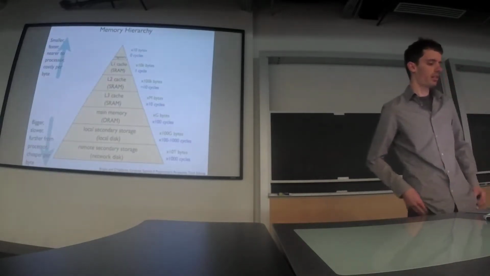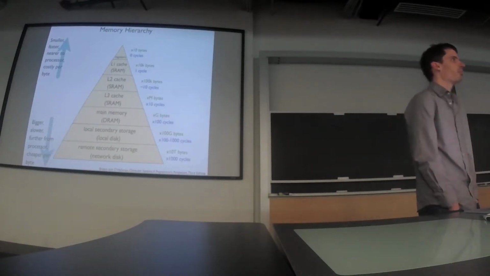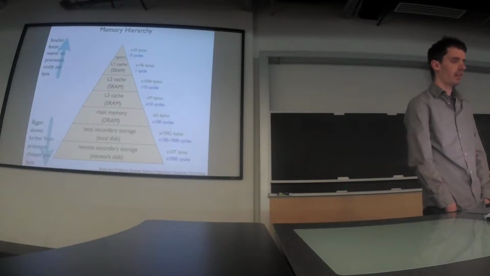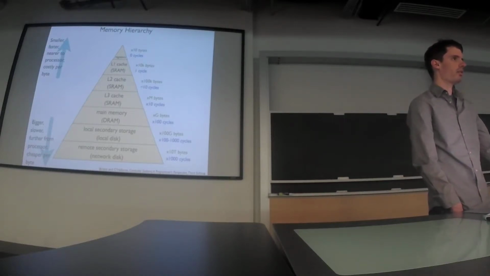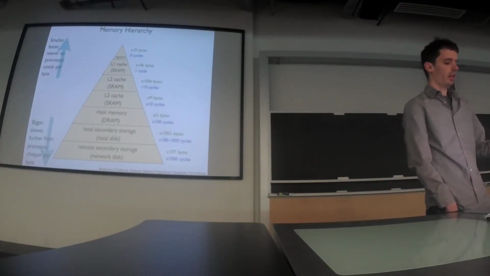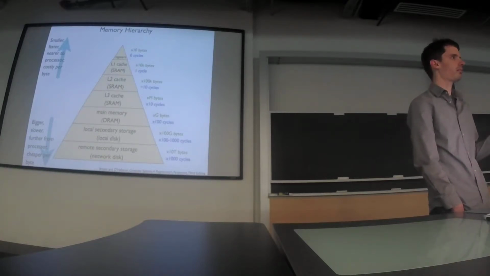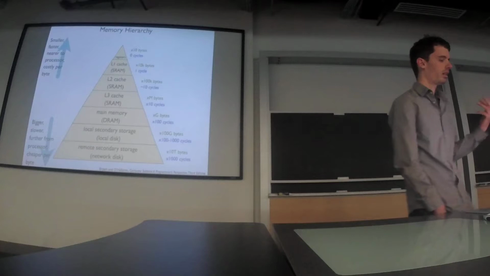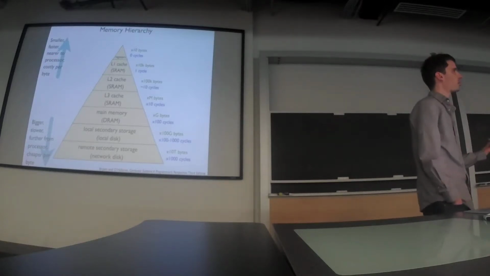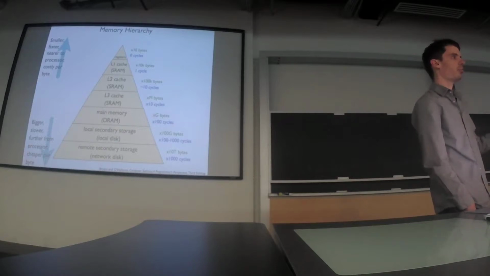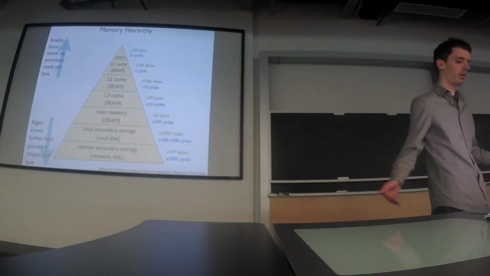And here's the memory pyramid. The closer you are to a register, the faster you are. The further you are from a register, the slower you are. So registers are super fast, 0 cycles to access them. L1 cache is pretty fast, but small. L2, a little slower, but bigger. And that's basically the trend as we go down this pyramid.